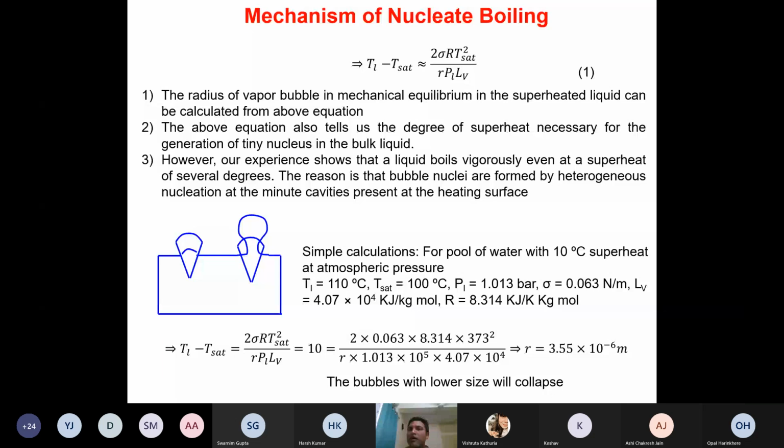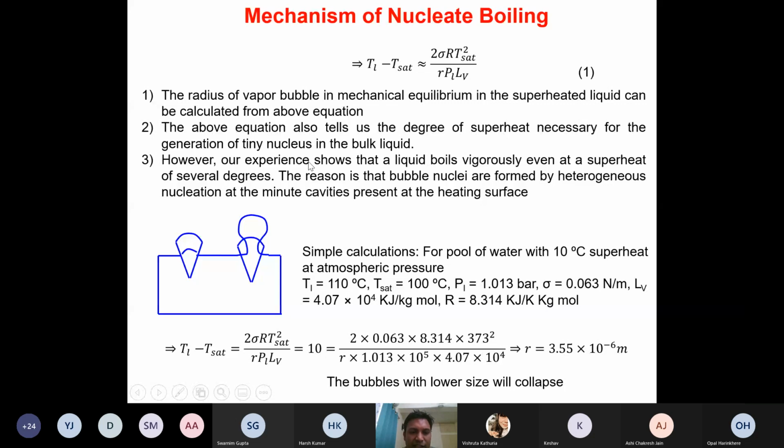So the radius of the vapor bubble in mechanical equilibrium in the superheated liquid can be calculated from this particular equation. The above equation also tells us the degree of superheat necessary for the generation of a tiny nucleus in the bulk liquid. So this is very important. Here we are only talking about homogeneous nucleation. We are not talking about heterogeneous nucleation, but such heterogeneous nucleation is shown in the figure here.